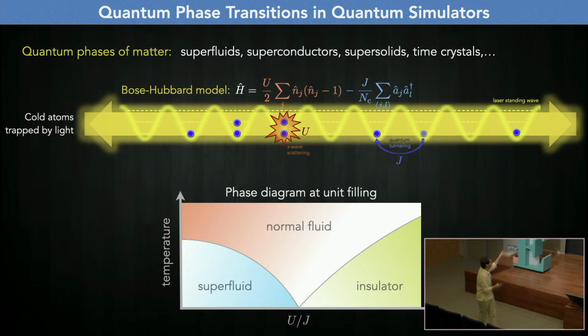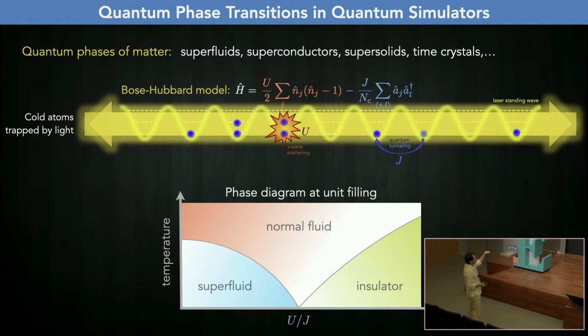Now you can change in this model the ratio. Only one parameter in the Hamiltonian, which is the ratio between the interactions and the hopping or quantum tunneling, okay? That's what we have in the horizontal axis. And in the vertical axis, we have the temperature, okay? So the phase diagram looks like this. When the temperature is very high, essentially, the system behaves like a normal fluid. The particles can go from one place to another, just like in a normal fluid.